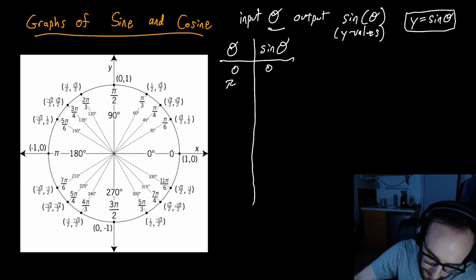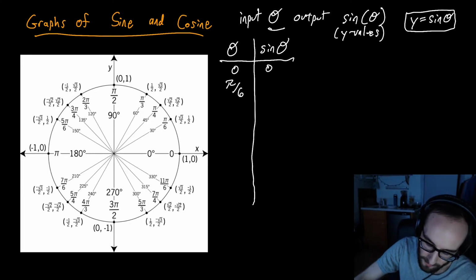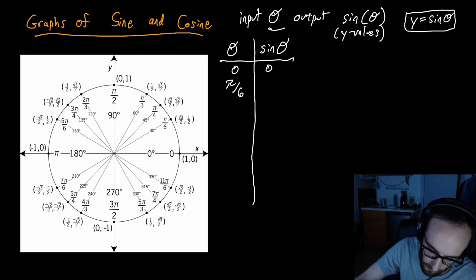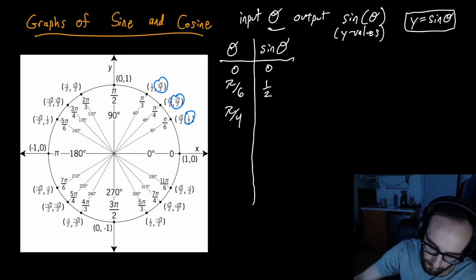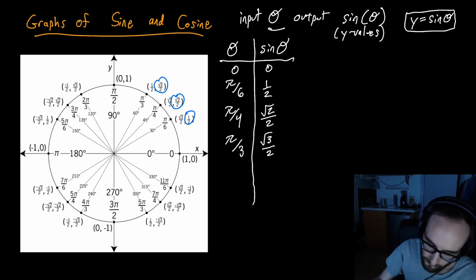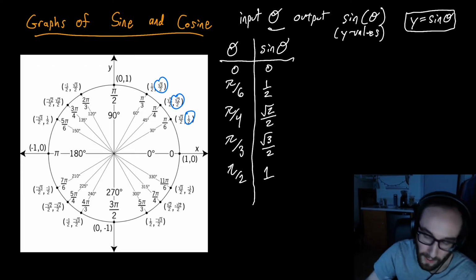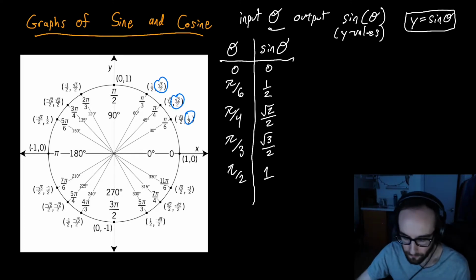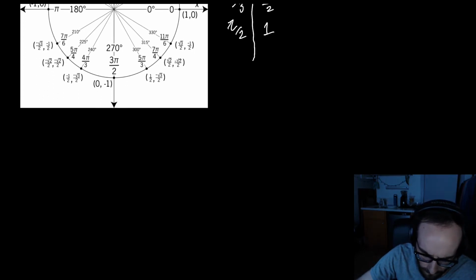So using radians at pi over 6, our sine value is the y value that we see for these points. So our sine value is 1/2. For pi over 4, our sine value is root 2 over 2. For pi over 3, we have root 3 over 2. And then finally, for pi over 2, sine is at its maximum value, 1. So we can start to graph these. I'm going to scroll down a little bit.